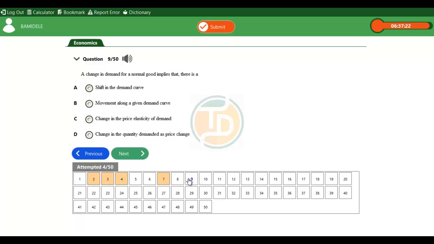Change in price elasticity of demand can also be termed as movement along the same demand curve or changes in quantity demanded. Option D talks about change in quantity demanded as price change. Don't forget that change in quantity demanded is caused by changes in price of the commodity. From these options now, I'm going to eliminate two wrong options. So option B and option D are totally wrong, because this question wants us to understand what is meant by change in demand.